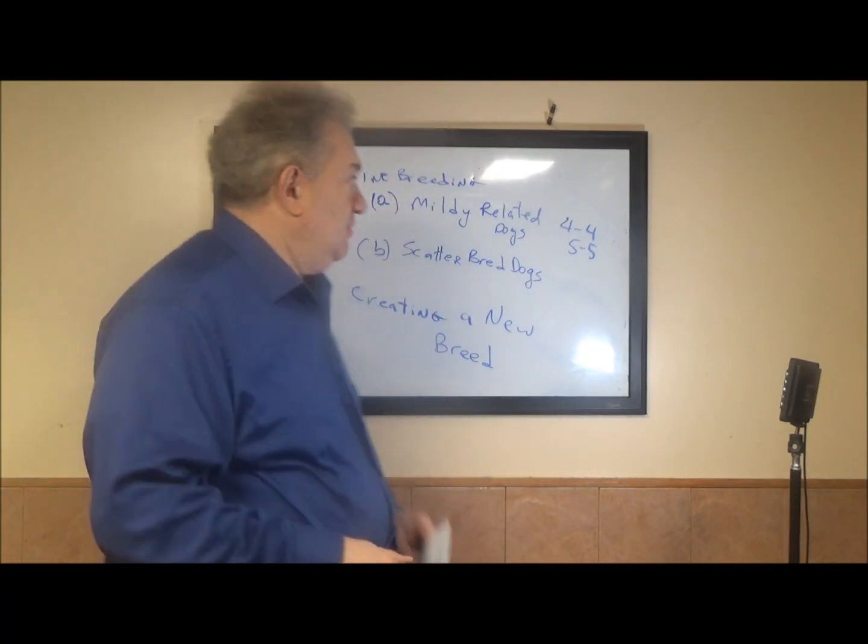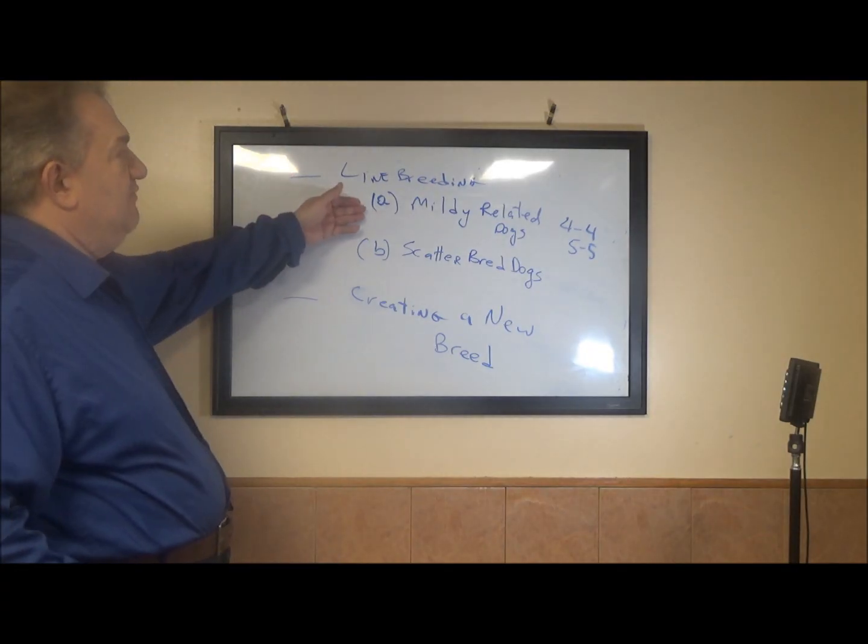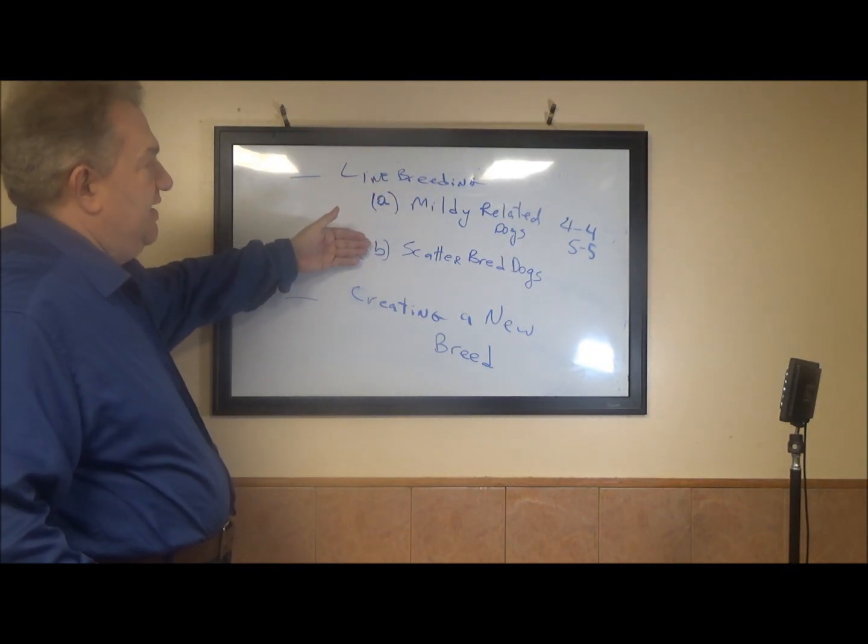Okay, so we're going to talk about line breeding of mildly related dogs and scatterbred dogs.